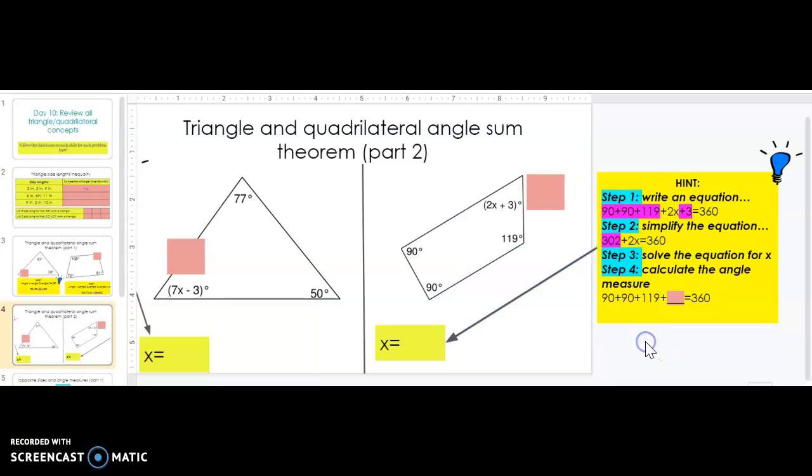Okay, and then again, you have two options for solving for the pink box. You can either take your x number and do 2 times that number plus 3 to get what's in the pink box, or you could do 90 plus 119 plus what equals 360 and solve for the blank. Once you get that number, it goes in the pink box.